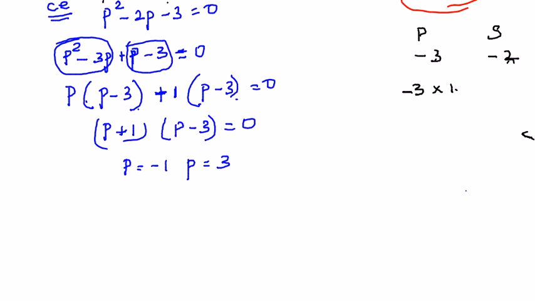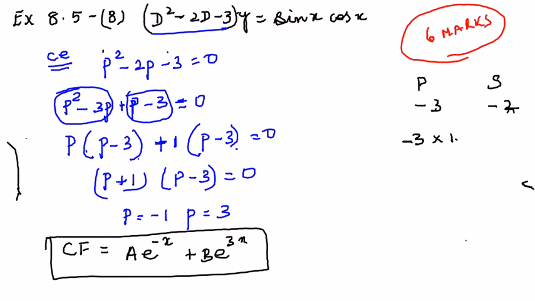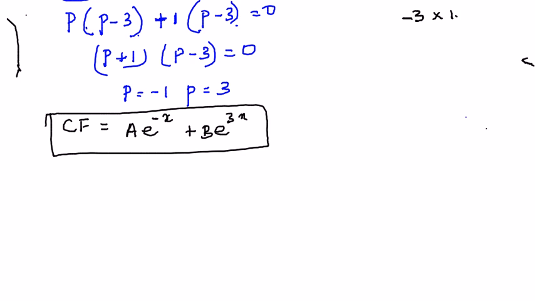Therefore now the CF can be written as, you have two different roots, right? So it is a e power minus x plus b e power 3x. Good, this is done. One part of it is done. Now we have to find the particular integral for sin x cos x. So that's the only difference here, right, with the previous sums.